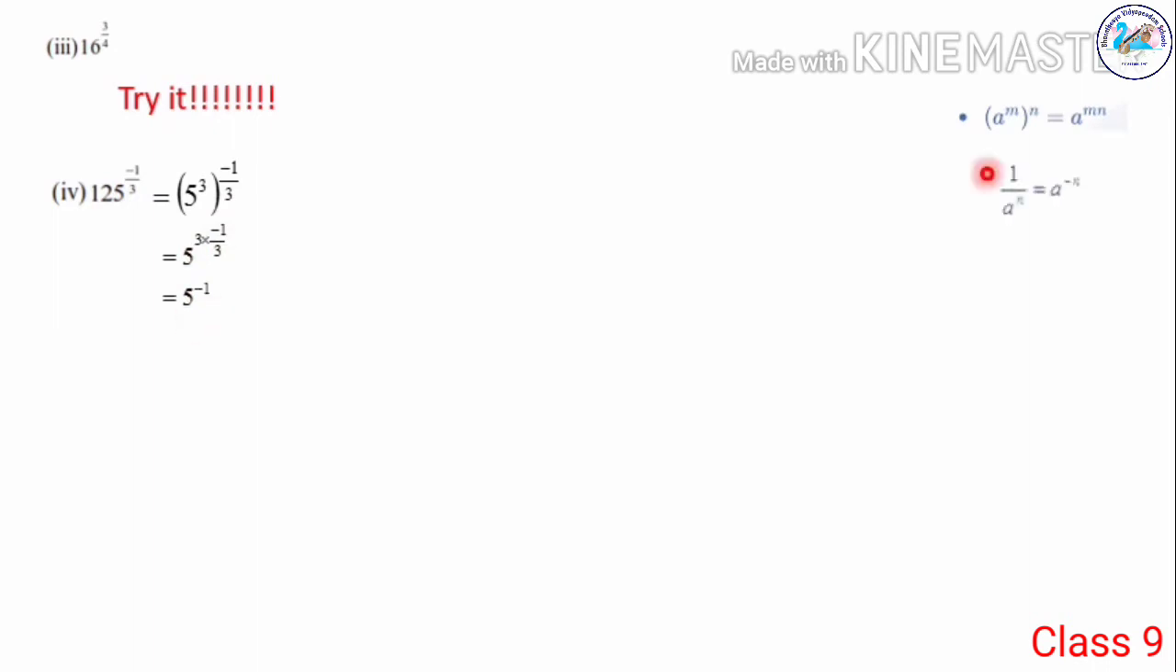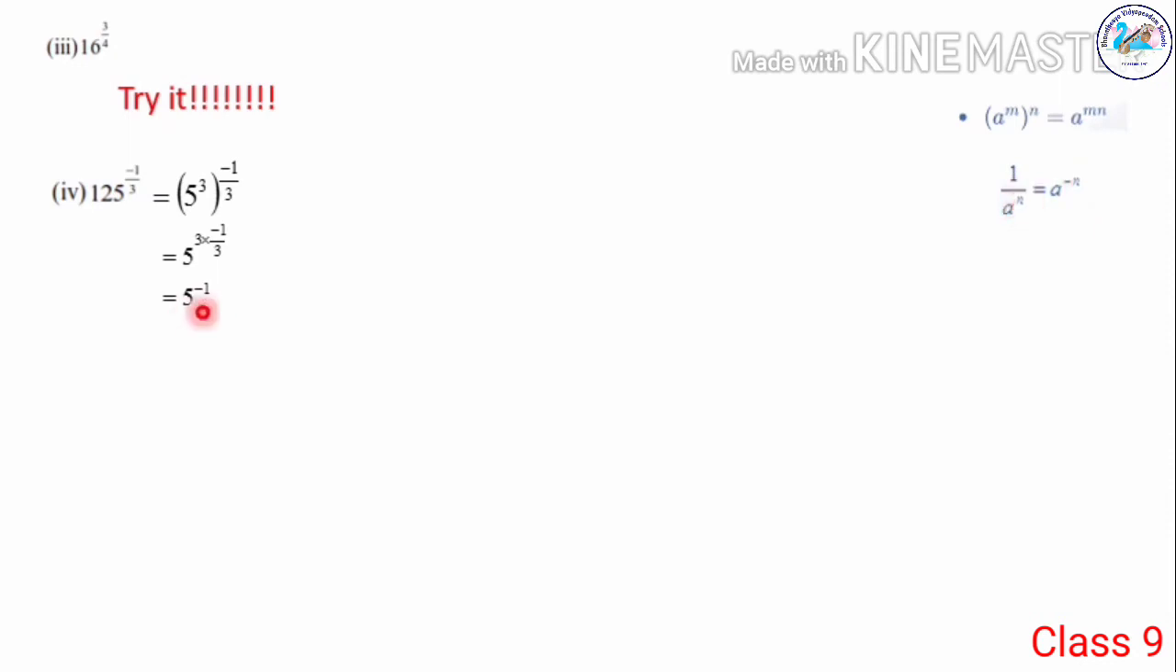We have already learned a formula, that is 1 by a power n is equal to a power minus n. Means if you want to bring the denominator to the numerator, we can change the sign of the power. Like a power n, plus n is the power here. If you want to bring this to the numerator, we change the sign to minus n, means just put the opposite sign. Similarly, if a power minus n is there, we can bring it as 1 divided by a power n. Here the sign is changed, minus n becomes plus n.